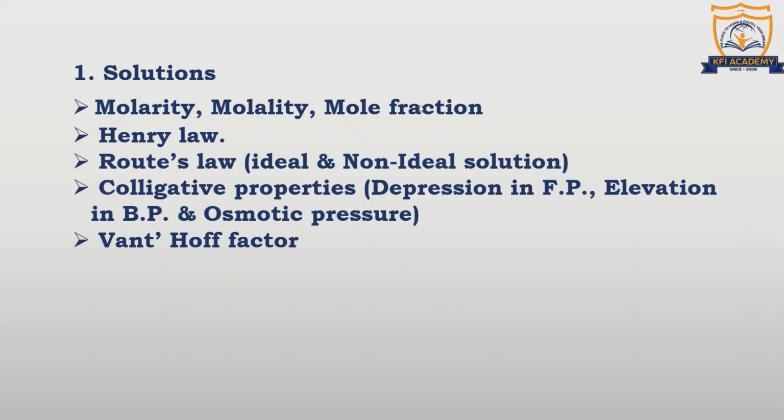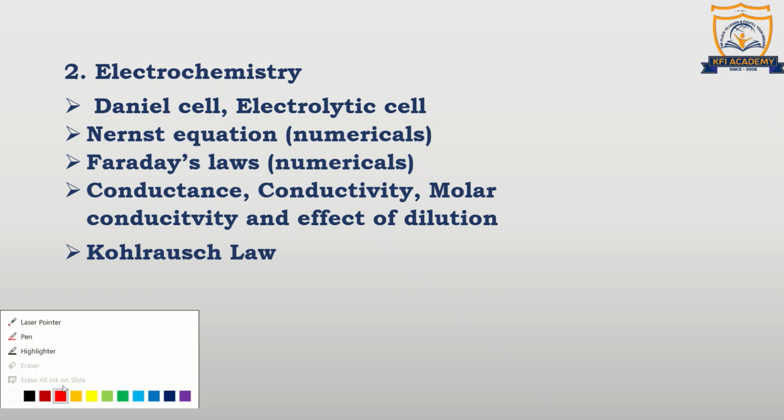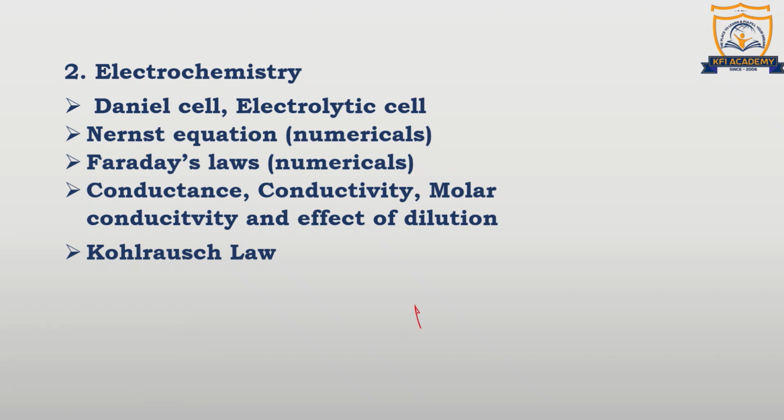Compulsory, you should know these three definitions, and surely we can expect one question from ideal and non-ideal solutions. Then in the second chapter, electrochemistry, the most important thing is the Nernst equation. Every year we can expect one question from the Nernst equation: E is equal to E naught cell minus 0.0591 by n into log Kc.